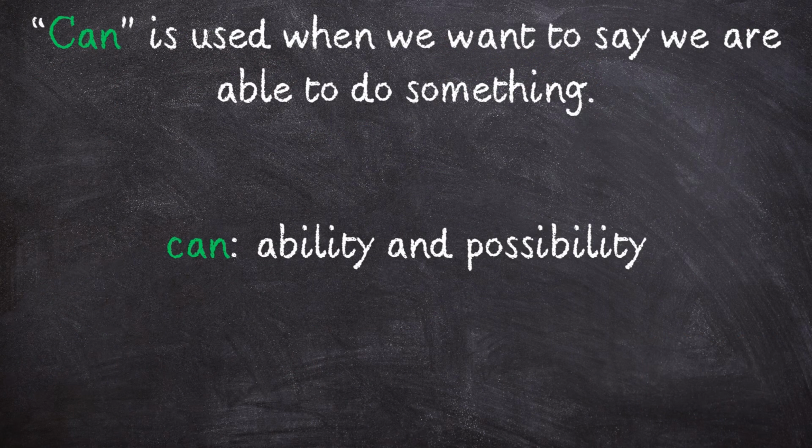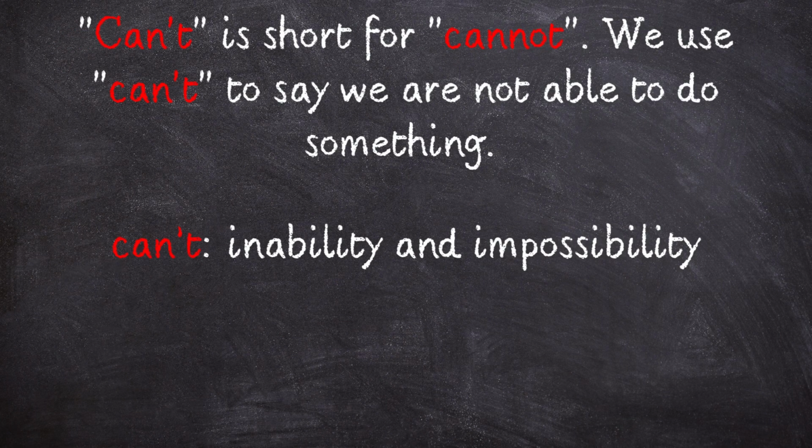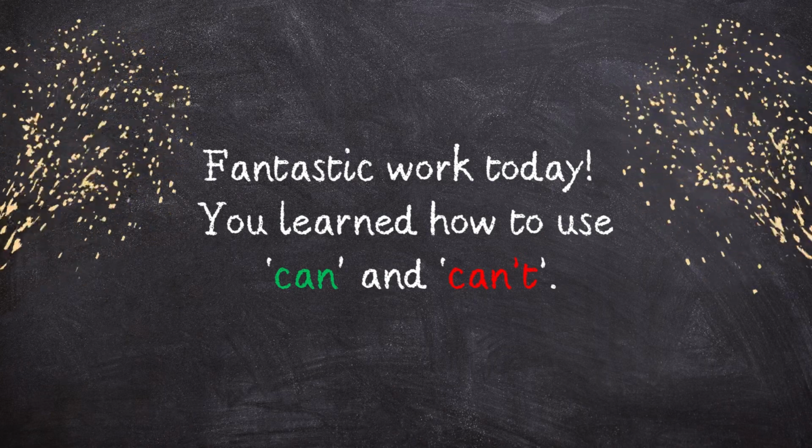Review. Can is used when we want to say we are able to do something. Can, ability, and possibility. Can't is short for cannot. We use can't to say we are not able to do something. Can't, inability, and impossibility.